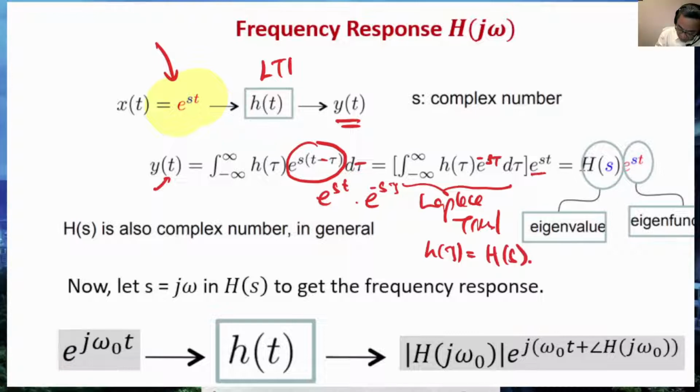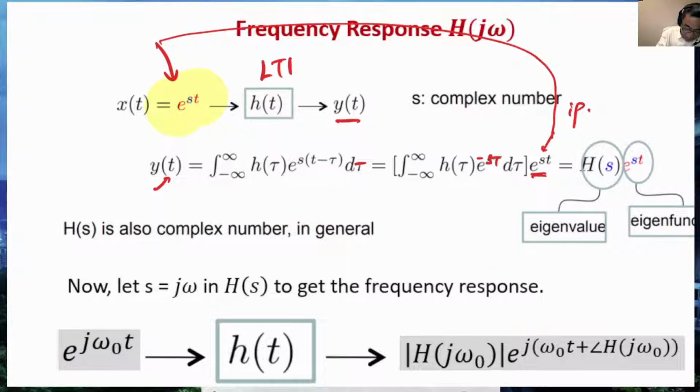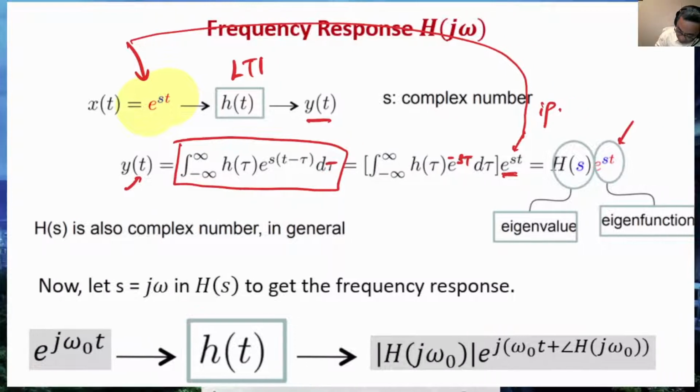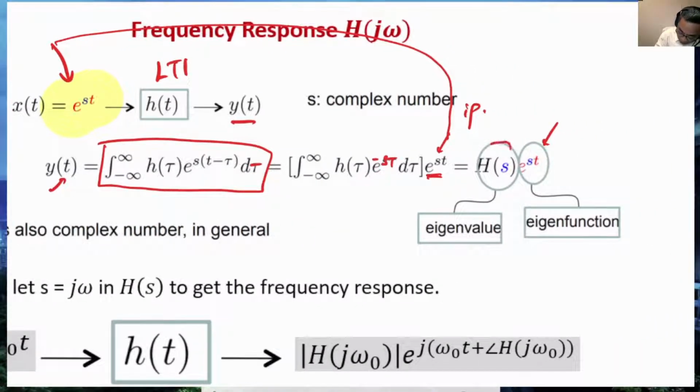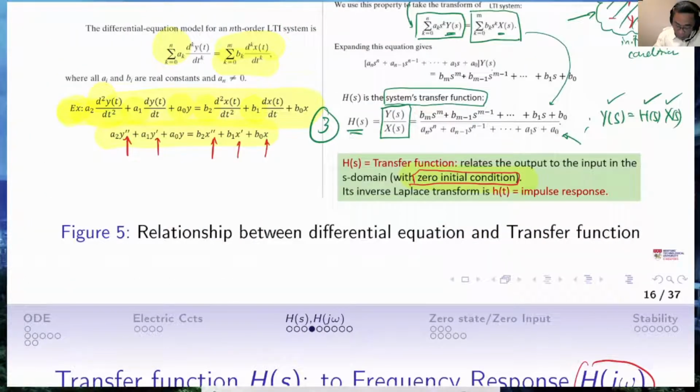Now, what is this e^{st}? Wasn't this exactly the input? Yes, it is. So the convolution reveals that we get the input signal back, multiplied by H(s). Now, what is H(s)? We saw in the last slide, H(s) is the transfer function.